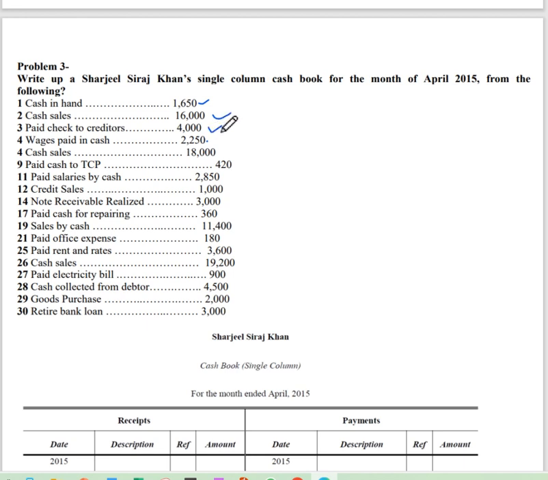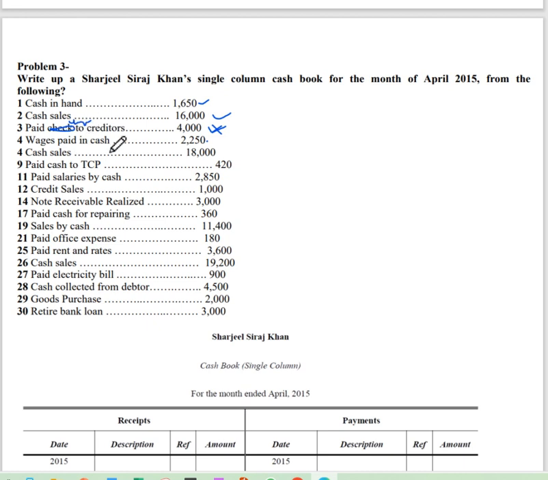Paid cheque to the creditor. See here, cheque is paid. The spelling is wrong here, but fine. Cheque is paid to the creditors. This transaction we are not recording in this cash book, because it does not impact our cash in hand. It will impact the bank, since we are paying from the bank. So in the single column cash book we are not recording anything relating to cheque transactions.